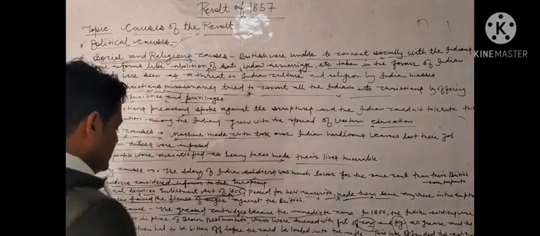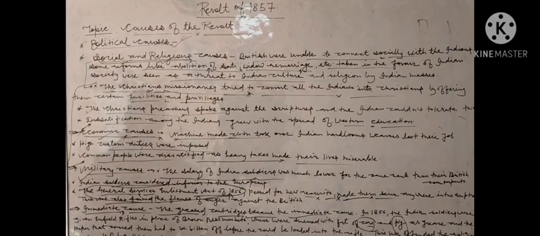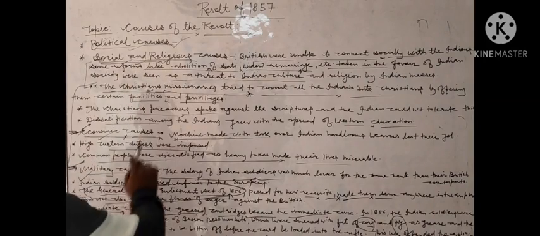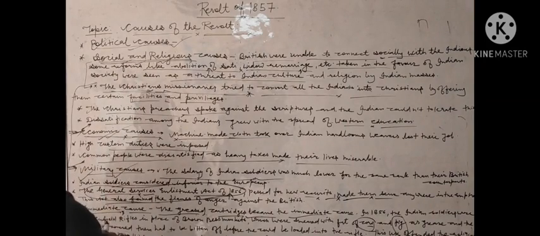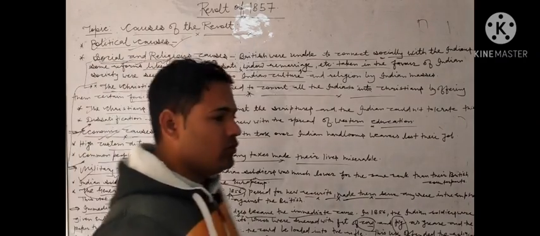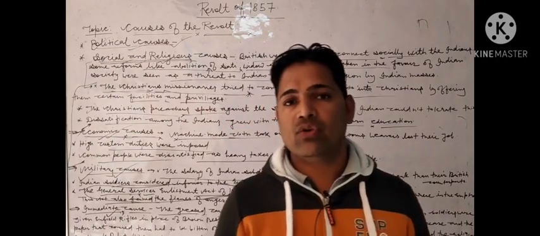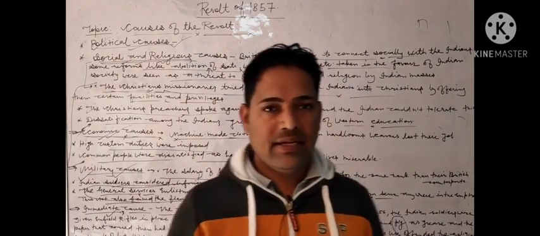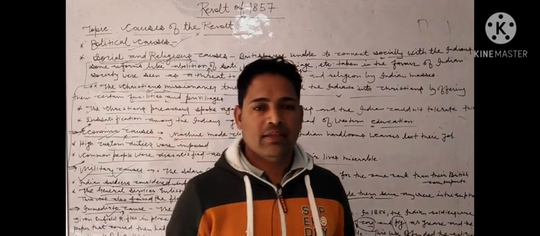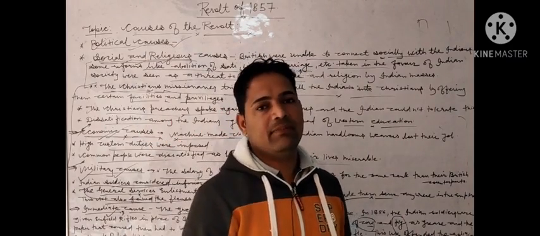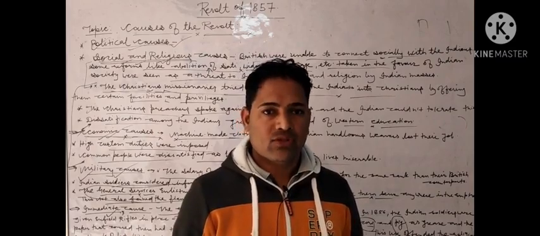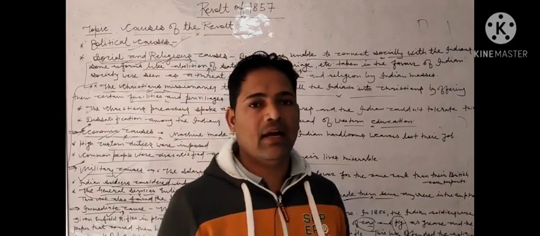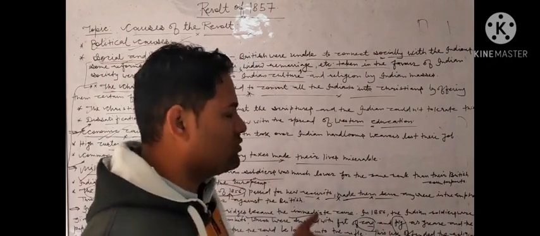So my dear student, this was about the different causes of the revolt, be it political, social and religious, then economic and military causes, and the immediate cause, that the greased cartridges were the immediate cause of the revolt of 1857, and how finally, under the leadership of Bahadur Shah Zafar II, this revolt started in different parts of our country India. In the next lecture we will discuss the impact, and whether this revolt was a success or not.